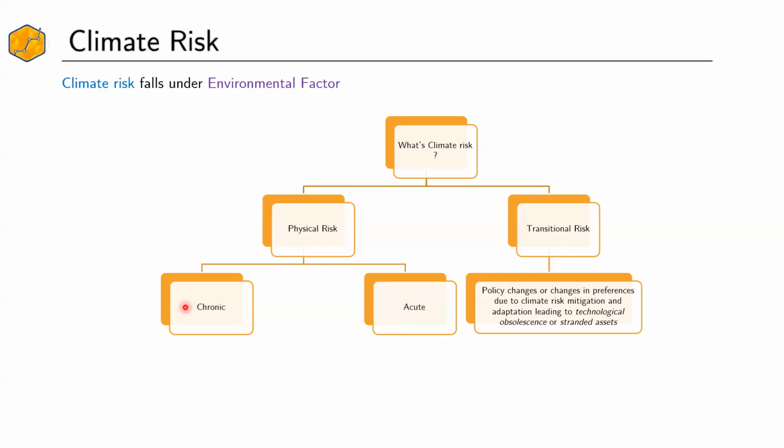Okay. Chronic means, if you go by the dictionary meaning, it's gradual. It is not all of a sudden. Chronic is like a slow poison. Slow poison, you don't see the impact immediately, but it has like a long-term impact. It will slowly kill you.